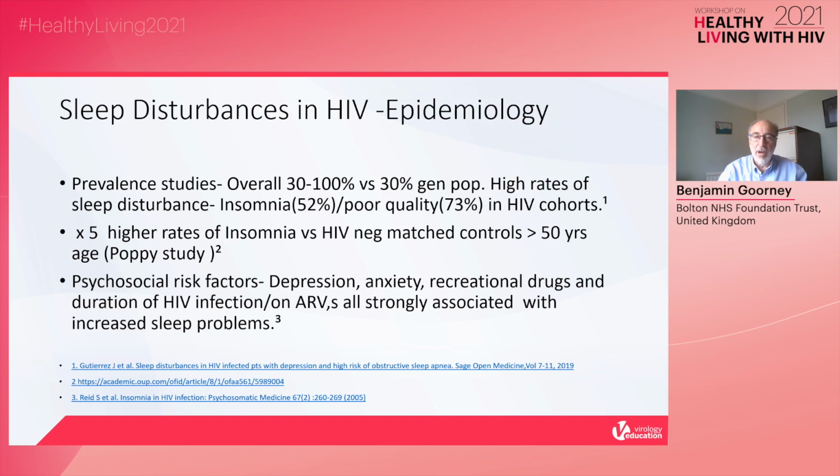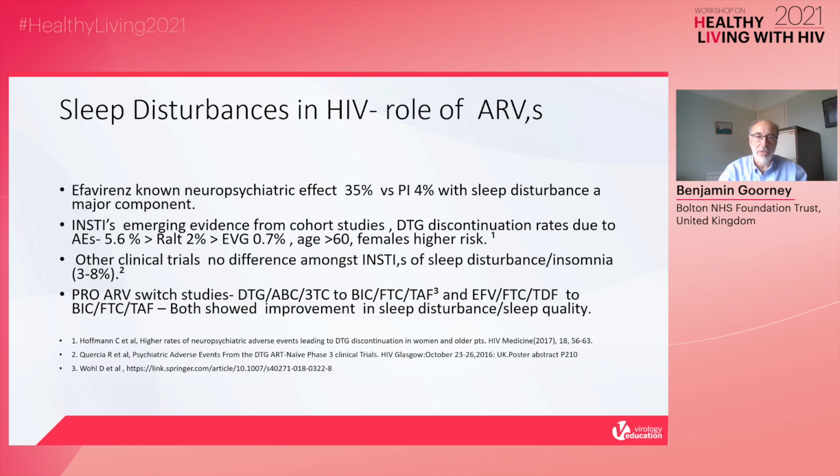What about the role of antiretroviral therapy? Well, we know with efavirenz, via its neuropsychiatric adverse effects as high as 35%, that sleep disturbance and insomnia are a very significant component of that adverse effect. But there is also some emerging evidence and some reports showing that the integrase strand inhibitors may also be associated with increased risk of sleep disturbance. In particular, dolutegravir, leading to higher discontinuation rates due to adverse effects compared with other integrase strand inhibitors. But then there are other studies that show there's less difference between the individual integrases, with a rate of sleep disturbance and insomnia between 3 to 8%.